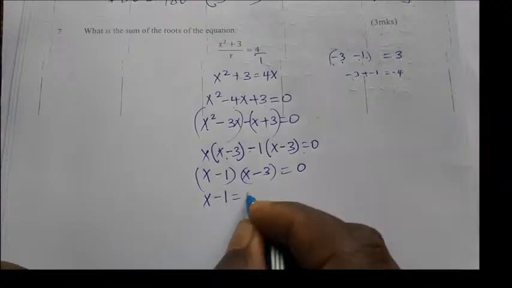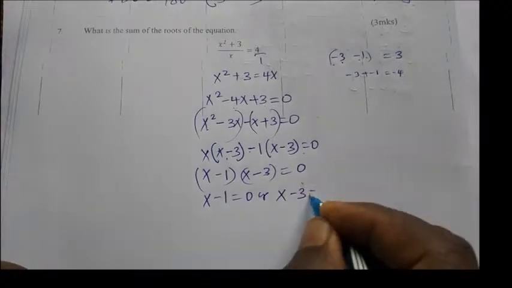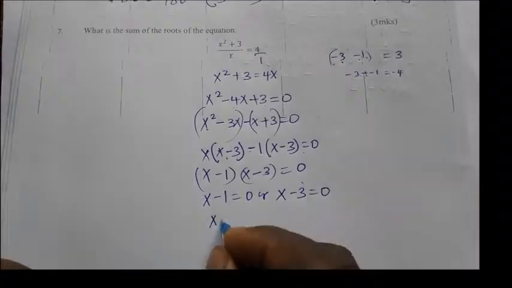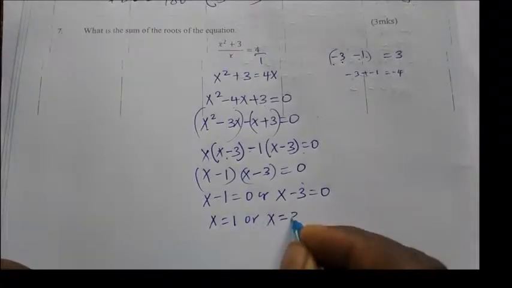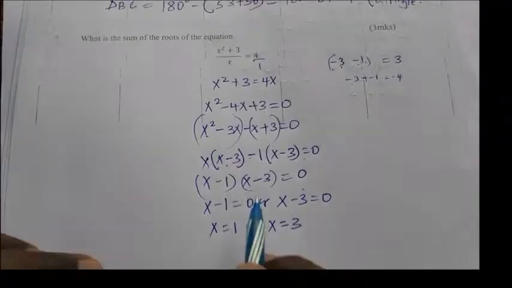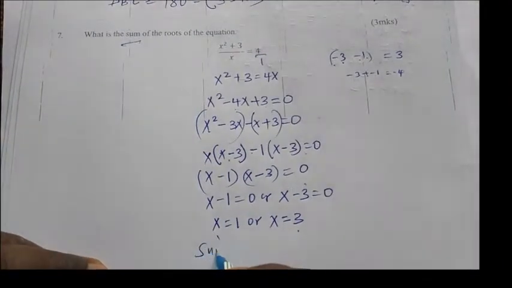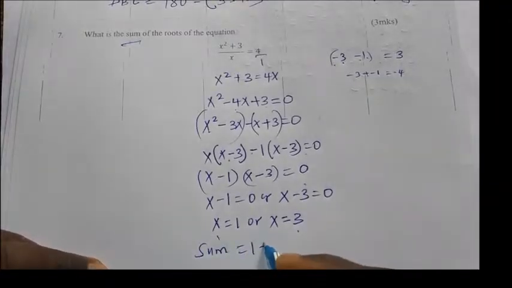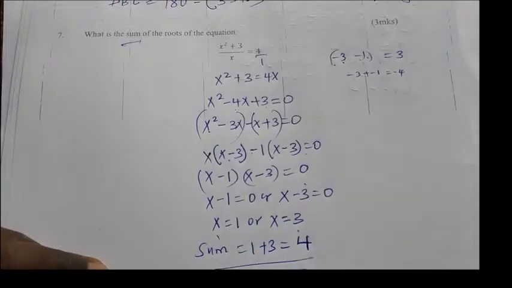So it means that x minus 1 is equal to 0, or x minus 3 is equal to 0. So this means x is equal to 1 or x is equal to 3. So the question was asking the sum of the roots. These are the roots. So the sum is equal to 1 plus 3, and the sum of the roots is 4. Because sum is to add, addition.